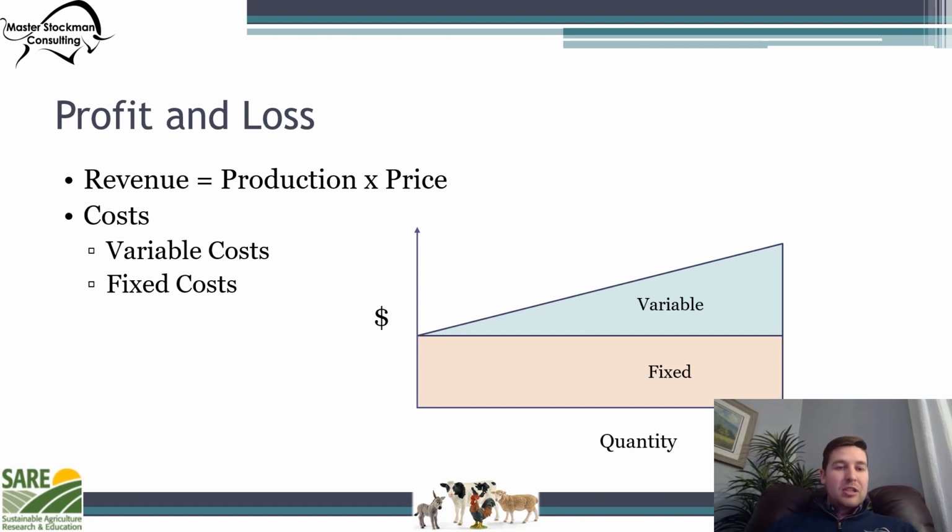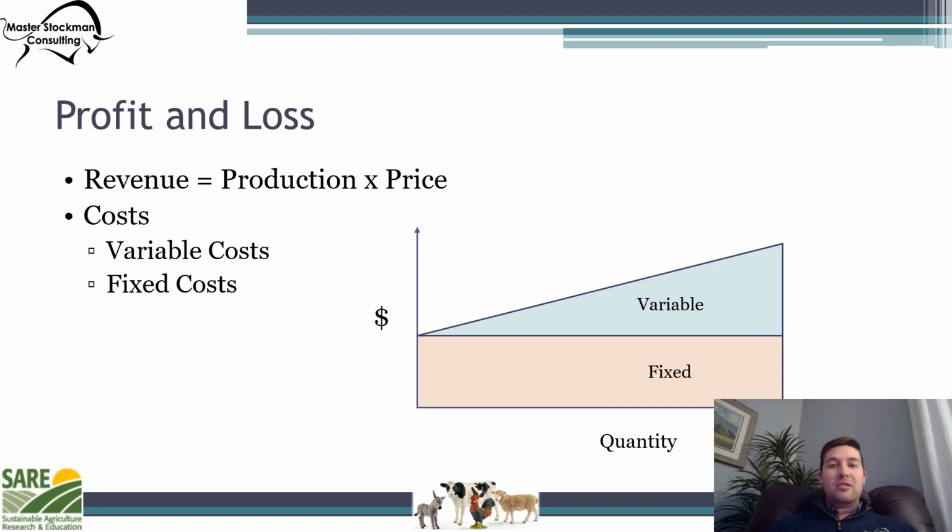Now, on top of our fixed costs, we're also going to have what's called variable costs. Variable costs are costs that are going to change depending on how much we produce. So the more eggs we make, the higher those costs are going to go. A couple examples of that could be chickens themselves. To make more eggs, you're going to need more chickens, so that cost could go up.